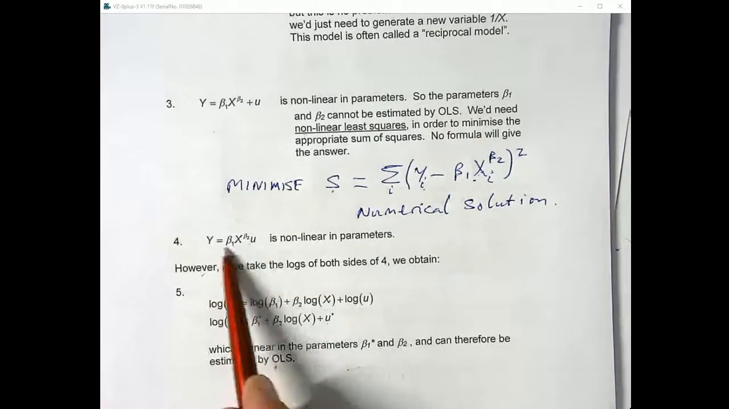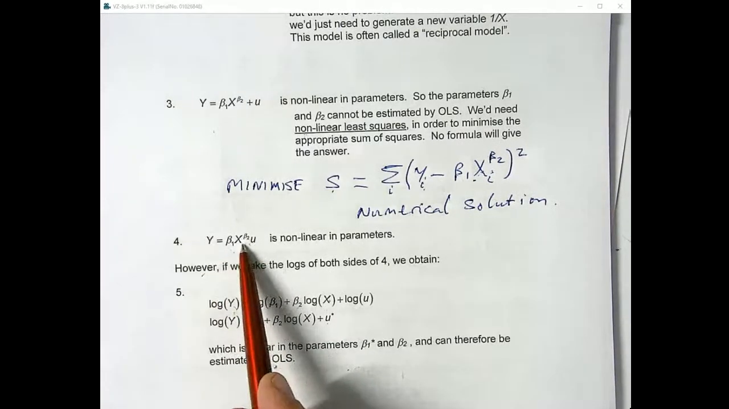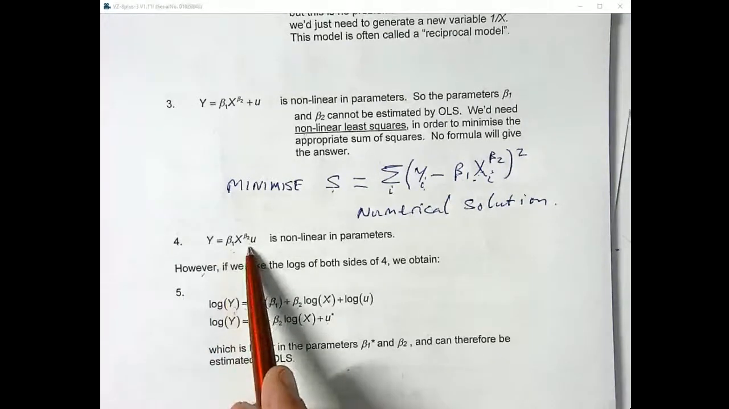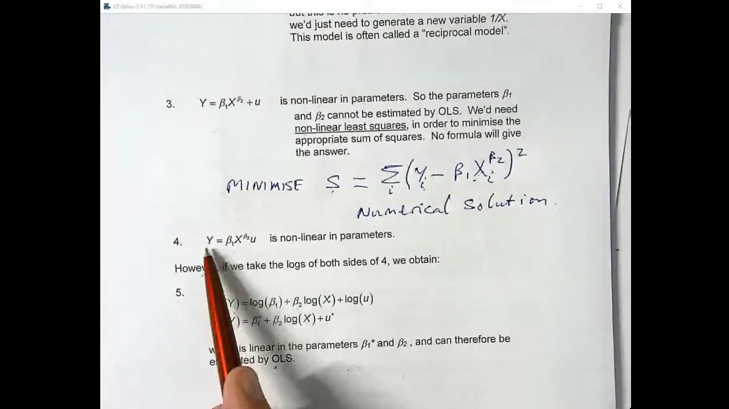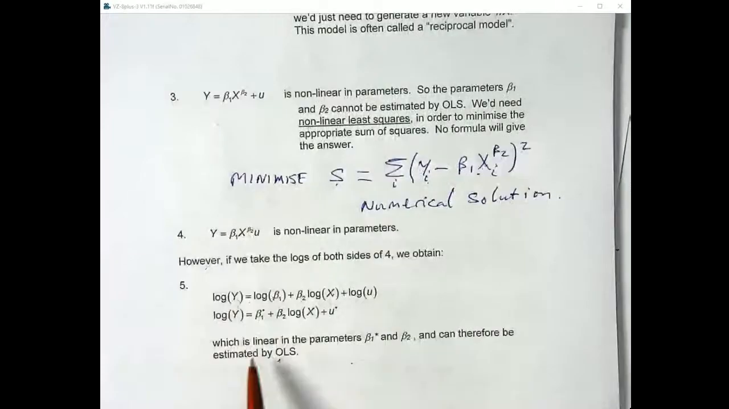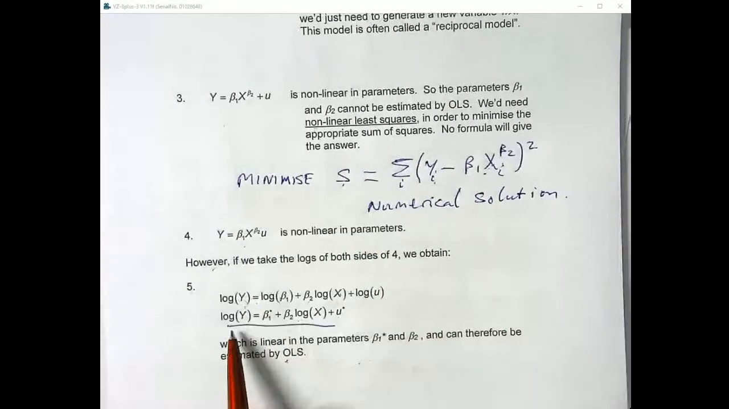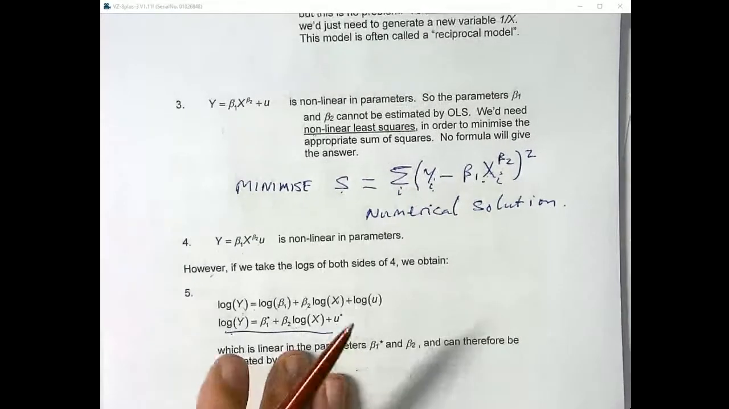When you start off with something like this that looks highly nonlinear, you've got to think, can you transform it into something that is linear? And the answer is yes. You take the log of both sides and you get something called the double log model. That's the double log model because it's got logs on both sides.